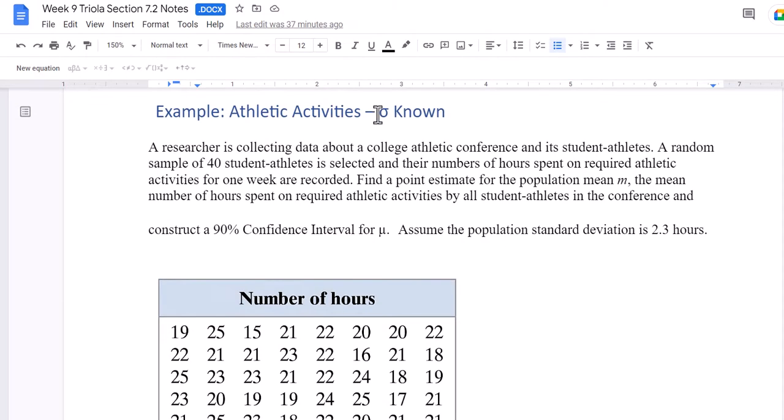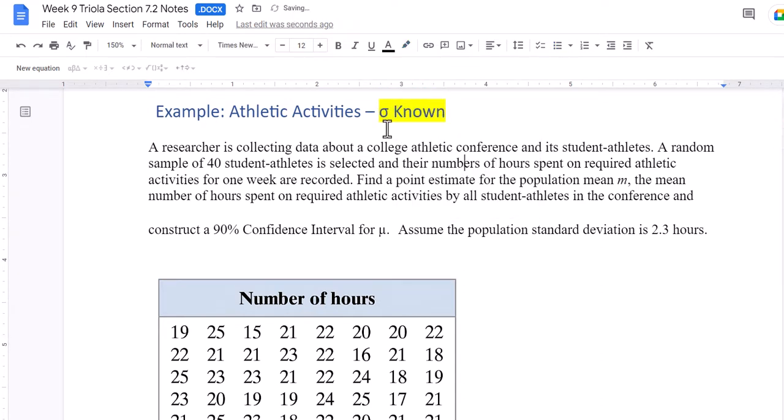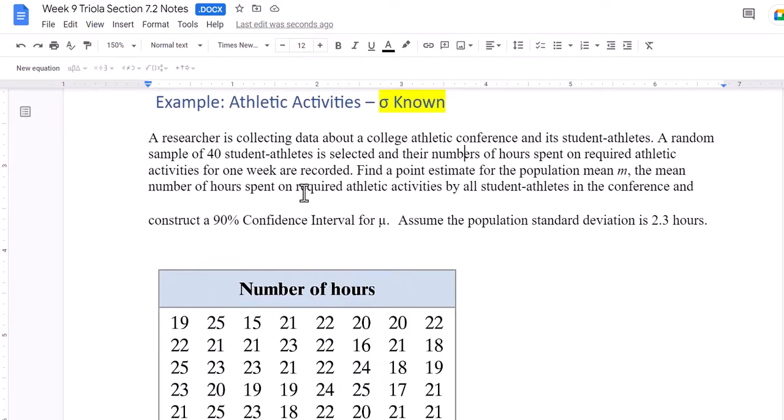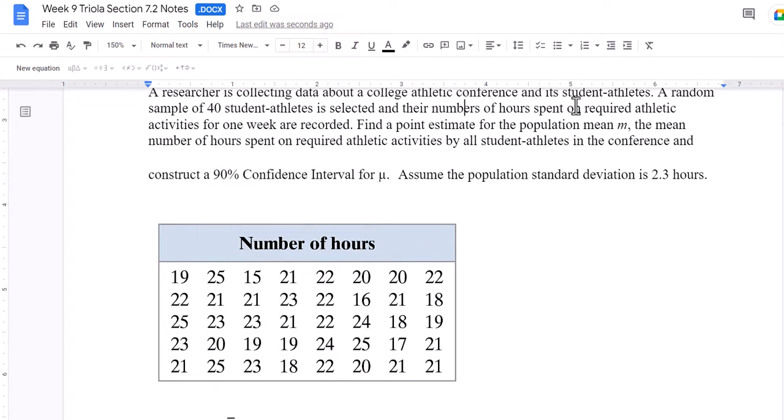Alright, now for the next example. In this one, sigma is known. So now we know sigma, which means we're going to go back to using z-scores. In this data, the number of hours the athletes spend on athletic related activities, you can find this data in StatCrunch. If you go to StatCrunch, you should be able to find it there under athletic hours.